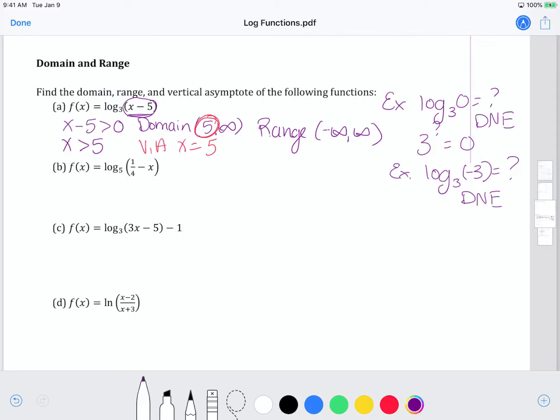Okay. Next example, I have a shift and a reflection in this one because I have a negative in front of the x and I have a 1/4 inside there. Whatever's inside here, I'm going to set it so that it's greater than 0 because I know I can't take the log of a negative number and I can't take the log of 0. So whatever's inside there has to be strictly greater than 0. So I'm going to solve this inequality and I'm going to get x is less than 1/4. So my domain is going to be minus infinity to 1/4. And my vertical asymptote is now going to be x is equal to 1/4.